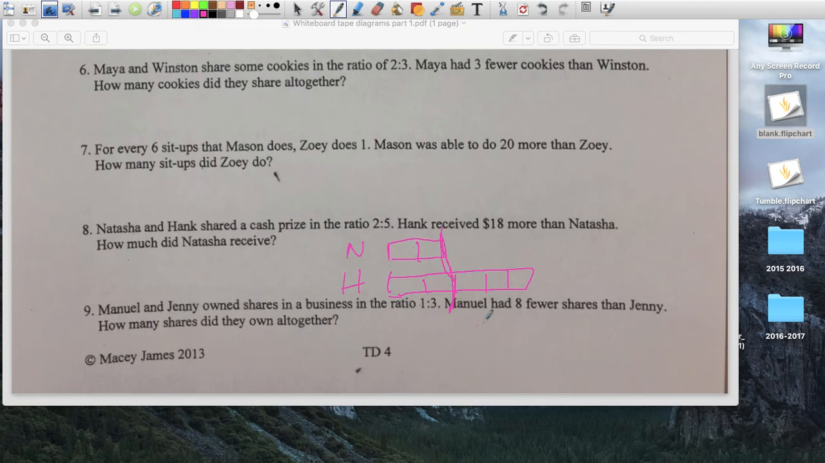They have the same amount of money. Hank has 18 more. This is what Hank has extra. Hank received this much extra, and that extra is $18. So what number can I put in these 3 boxes that represent 18? 18 divided by 3, 6. Okay. And if I know one number, everything else is going to be 6.